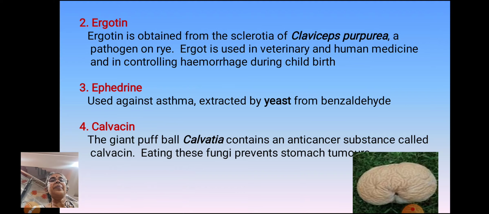Secondly, apart from antibiotics, ergotin is obtained from the sclerotia of Claviceps purpurea, a pathogen on rye. Ergot is used in veterinary and human medicine and also in controlling hemorrhage during childbirth. Ephedrine is extracted from the yeast and it is used against asthma. Calvacin is obtained from the giant puffball Calvatia, which contains an anti-cancer substance called calvacin, which prevents stomach tumors.